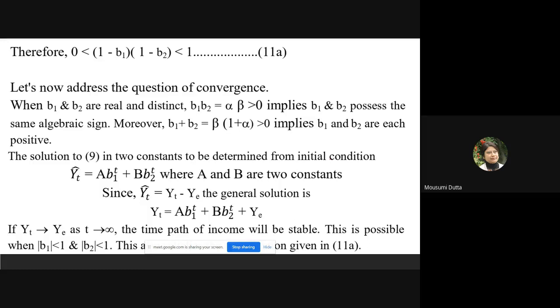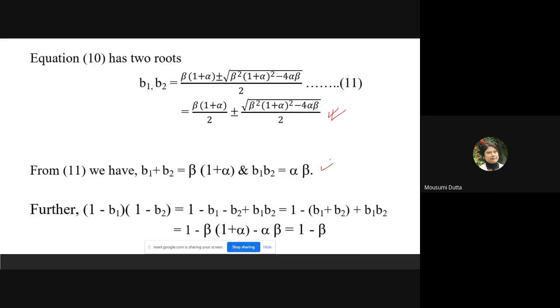Let's now address the question of convergence. When B1 and B2 are real and distinct, B1 into B2 is equal to alpha beta greater than 0. Is it okay to all of you? B1 into B2 is equal to alpha beta, that you know. Now I am considering the fact that B1 and B2 are real.